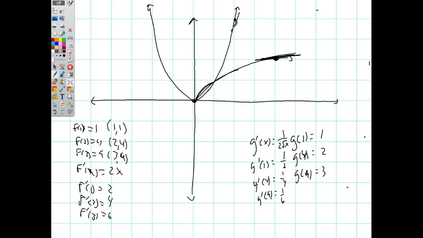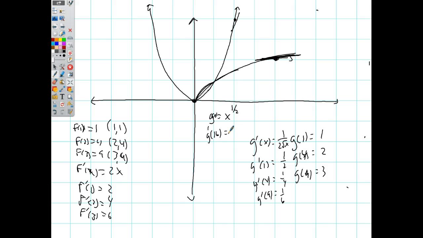So for example, let's say I want to find the derivative, and I want to do it the hardest possible way. We'll get to why this is going to be okay later. But I want to find the derivative of this. I want to find the derivative at, let's do 16. So how would I go about that?